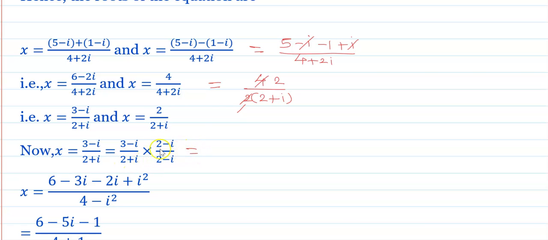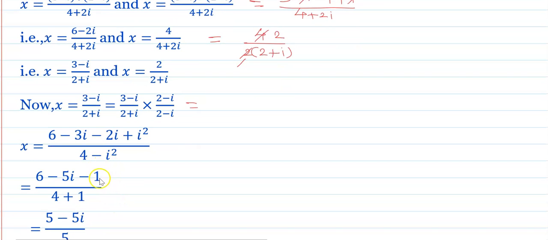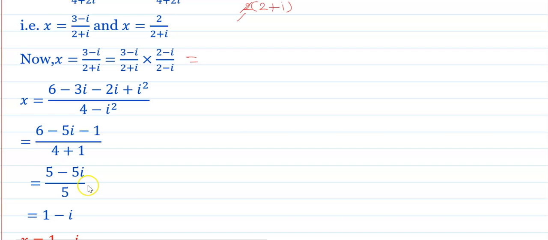And therefore you will get 3 minus i into 2 minus i. 3 into 2 you will get 6. 3 into minus i, minus 3i. Minus i into 2, minus 2i. Minus i into minus i, plus i square. In the denominator, 2 plus i, 2 minus i, 2 square minus i square. i square is minus 1, minus 1 will become plus. 4 plus 1 you will get 5. 6 minus 1, 5 minus 5i upon 5.